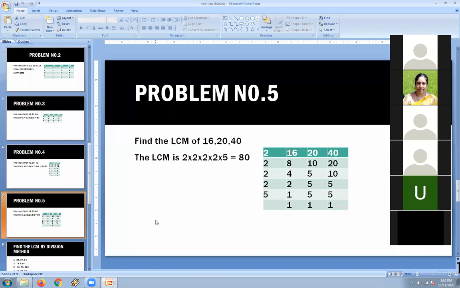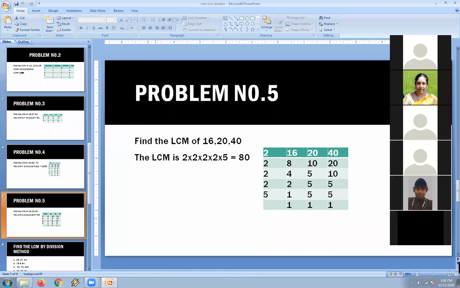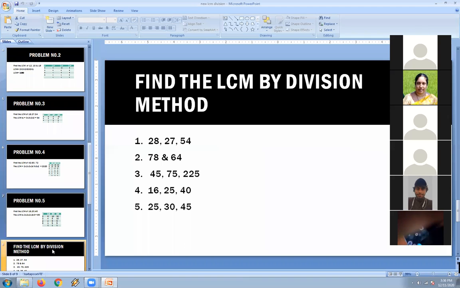But it is not so in the factorization method. In factorization, we calculate all the numbers separately. Among them, the number of times a factor is repeated is most important in factorization, both in HCF as well as in LCM. So this is how to calculate the LCM with the division method. Some questions have been given to you. You people have to calculate.